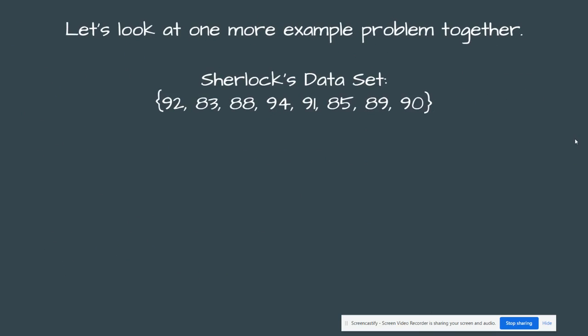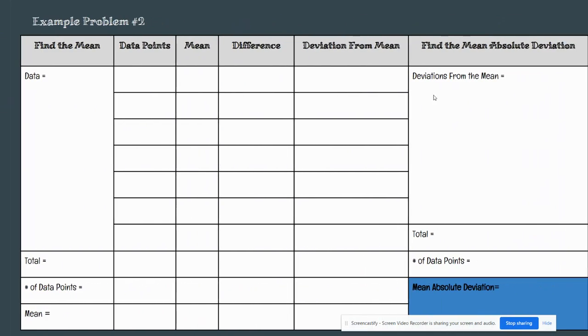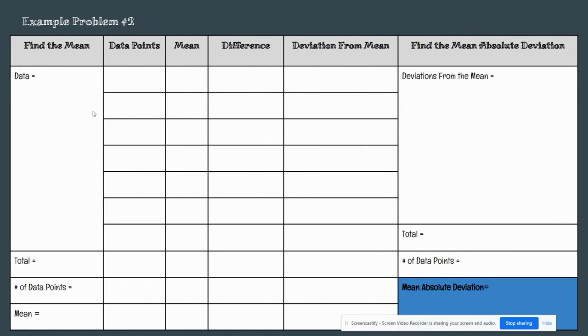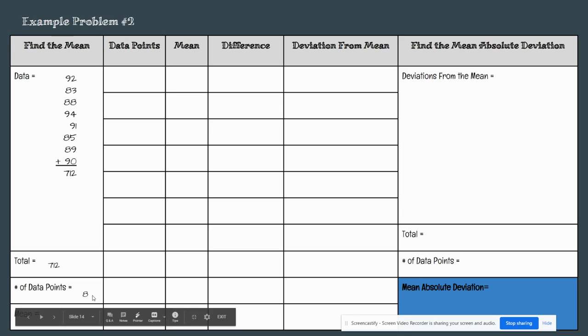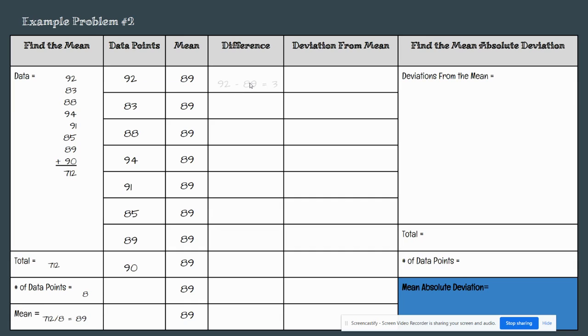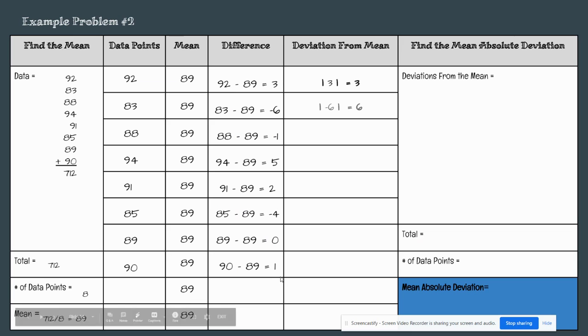Let's look at another set of data. Remember, step 1, we're going to find the mean. Add them up, get our total, divide by the number of numbers, and we have a mean of 89. When we find the difference of those numbers, we subtract the data point from the mean. And I will do that for all 8 problems. Then find the absolute value of each of those.